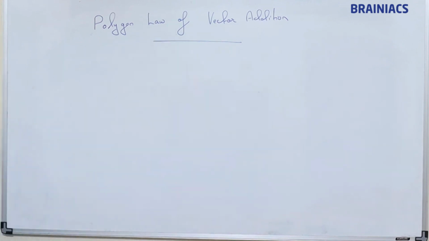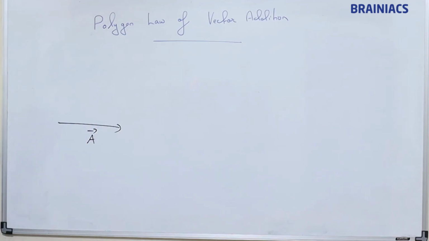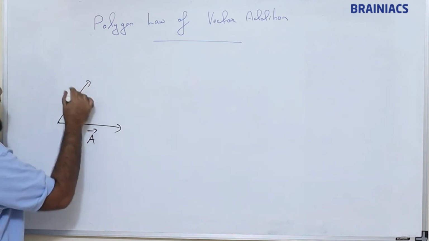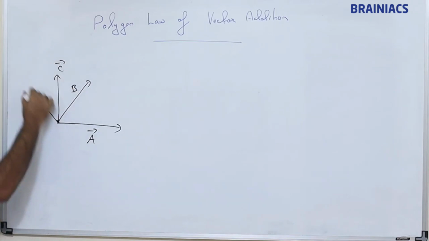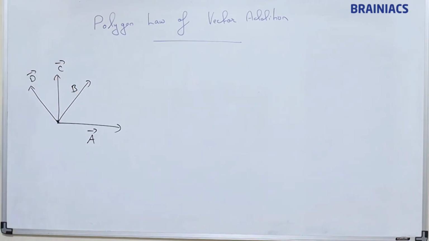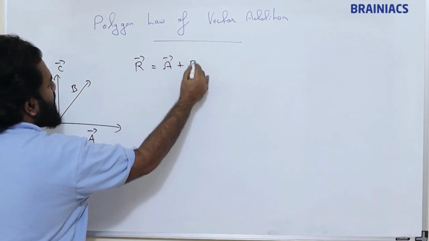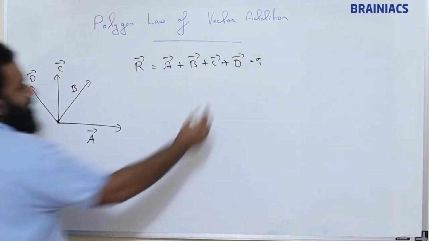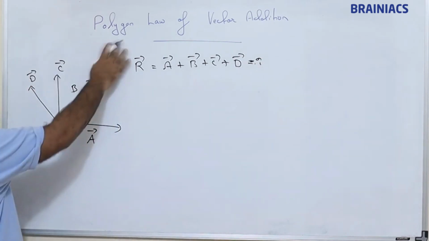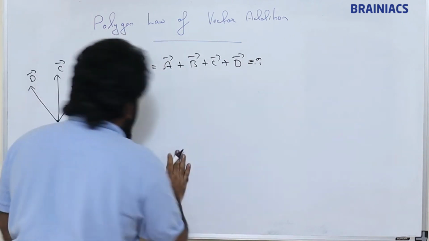Say for example, if we have some vectors acting, suppose this is vector A, and vector B is in this direction, vector C is in this direction, vector D is acting in this direction. So many vectors are there, so the resultant is going to be A plus B plus C plus D. So what will be its resultant? In this kind of situation we will have to use the polygon law of vector addition. So instead of stating the statement, I am directly giving you the idea of how to do this.